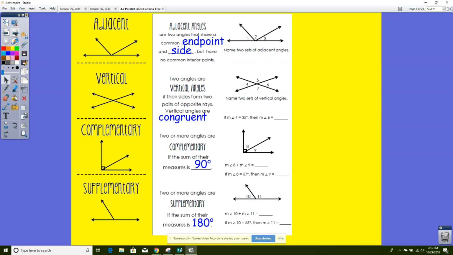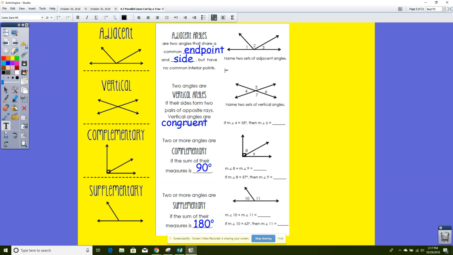So the next foldable that you have has adjacent, vertical, complementary, and supplementary. So adjacent angles are two angles that share a common endpoint and side, but they have no common interior points. So they're side by side. So two sets of adjacent angles would be angle 1 is adjacent to angle 2, and then angle 2 is adjacent to 3. So let me type that in here really quick so you know what to write. So angle 1 is adjacent to angle 2.